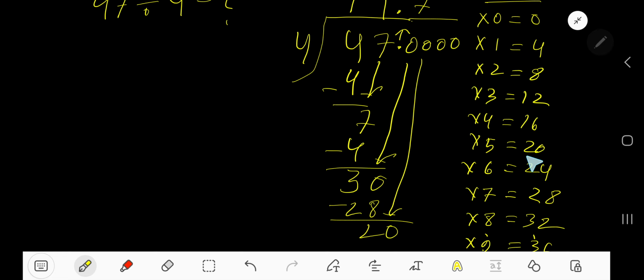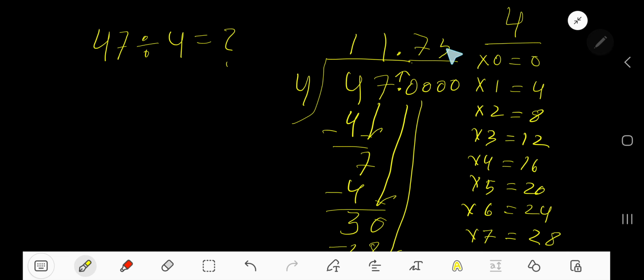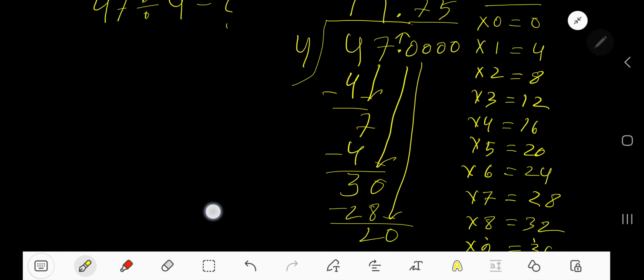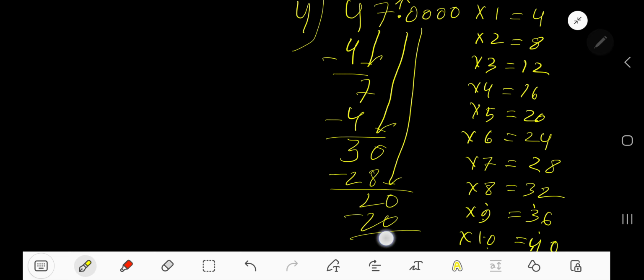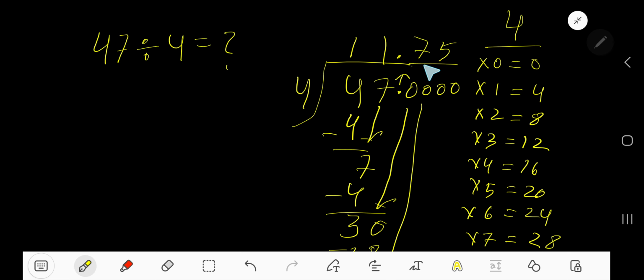20. 4 goes into 20 how many times? 5 times. Right? 5 times 4 is 20. Subtract, 0. So our answer is 11.75.